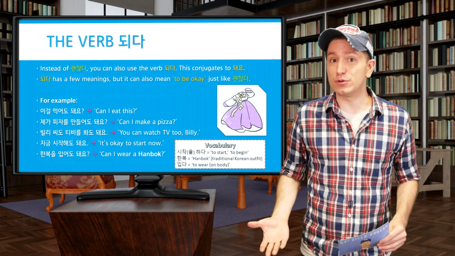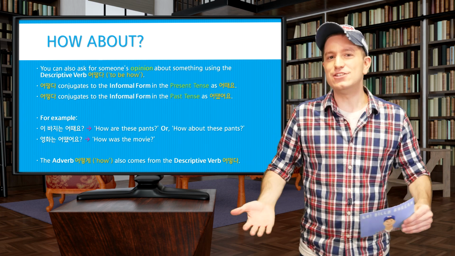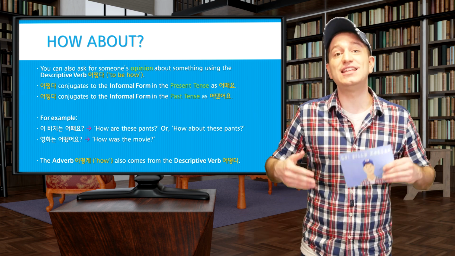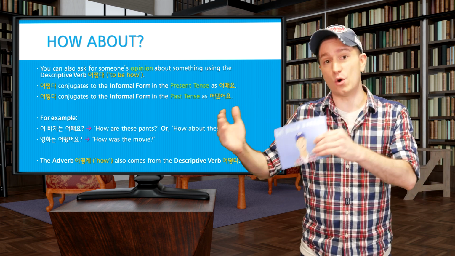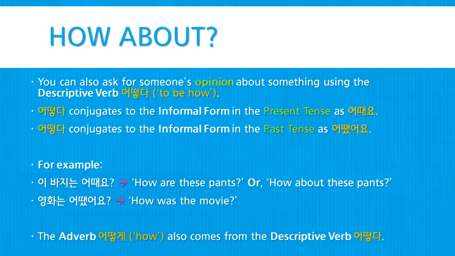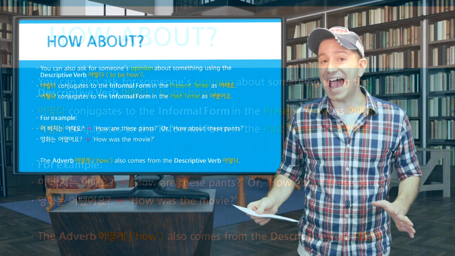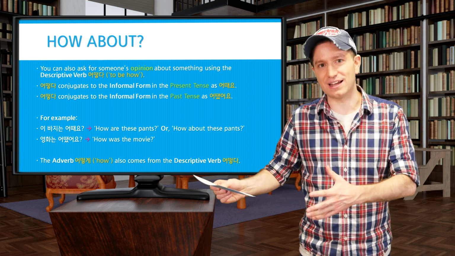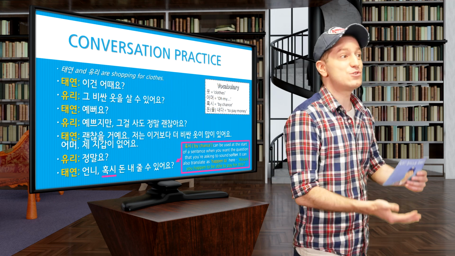Next, let's talk about a simpler way to ask someone's opinion about something. And you can do that by using the descriptive verb 어떻다, meaning to be how. This will conjugate in the regular informal present tense as 어때요, and in the past tense as 어땠어요. Here are some examples of that. 이 바지는 어때요? How are these pants? Or how about these pants? 영화는 어땠어요? How was the movie? Also note that the adverb 어떻게, which we've learned means how, also comes from this same descriptive verb 어떻다, to be how. Now let's do a conversation practice using what we've learned so far.